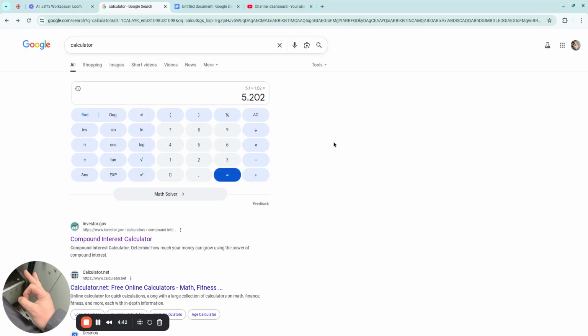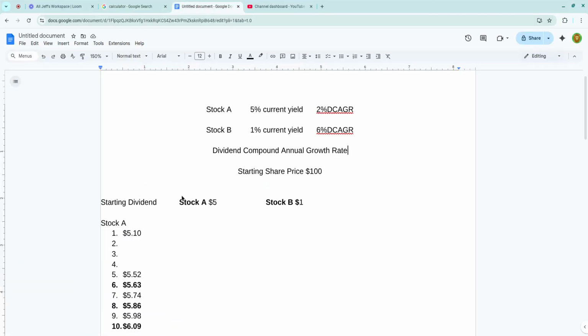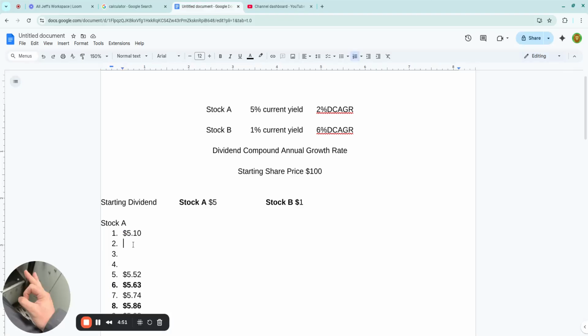Boom. Here it is, $5.20. We're going to round that just to the cents, and forget about that too. But there you go, $5.20. Let's put that in.